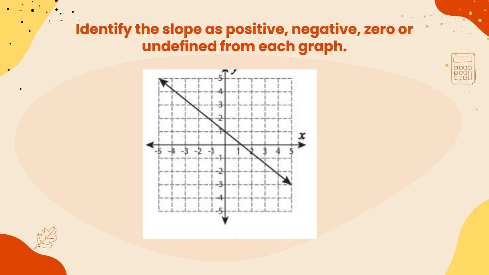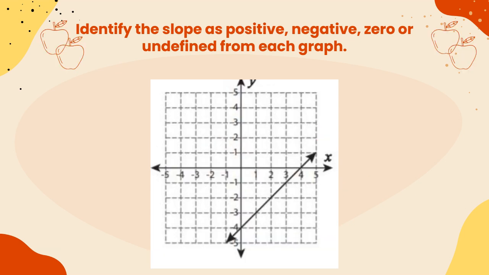Good job. And what about this one? Is it positive? Is it negative? Is it 0? Or is it undefined? So answer now. Right. It would be negative. I can make this giant N and I can say negative. So it is negative. And if we started at our y-intercept, I'm going downhill. So all of those are ways that you can think of your negative slope.